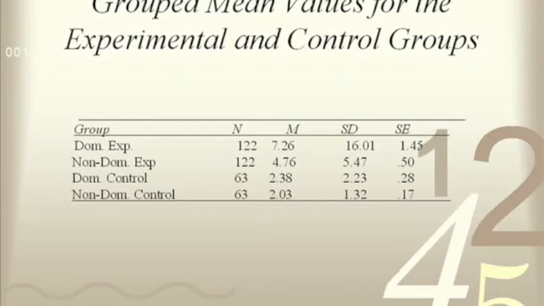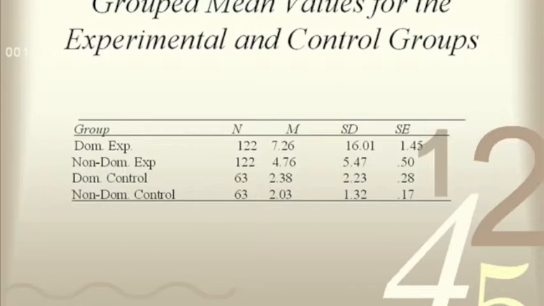So we had 122 subjects in the experimental group, and we had 63 subjects in the control group. It would have been better if we would have had equal numbers, but we had no control over that. Now, the M is mean. So the dominant experimental group had a mean of 7.26 catches in the 5 minutes with a standard deviation of 16.01. Pretty big spread.